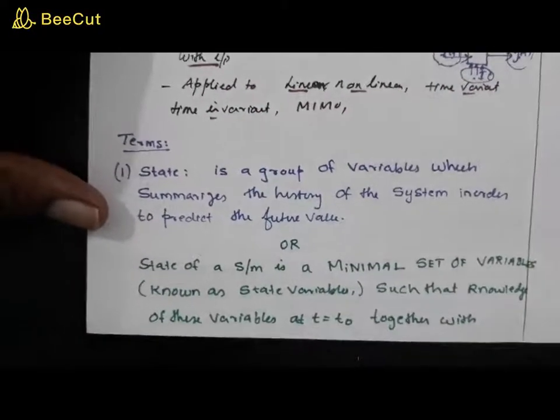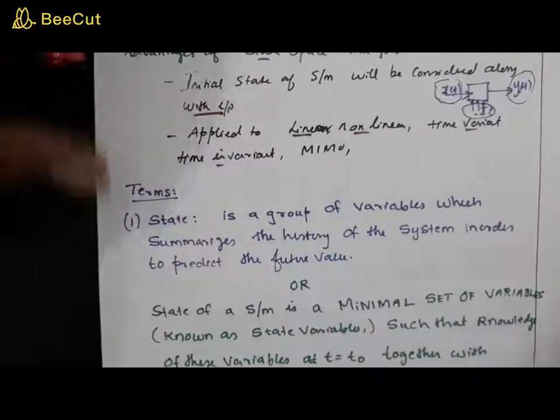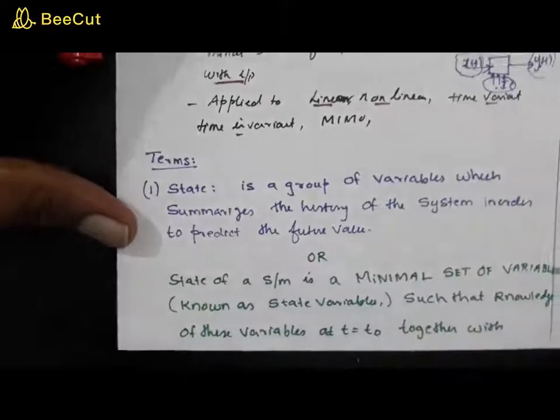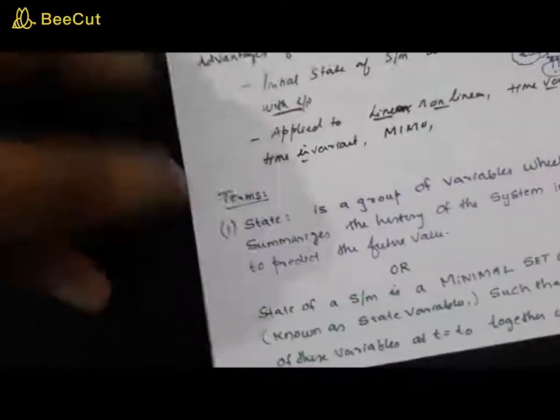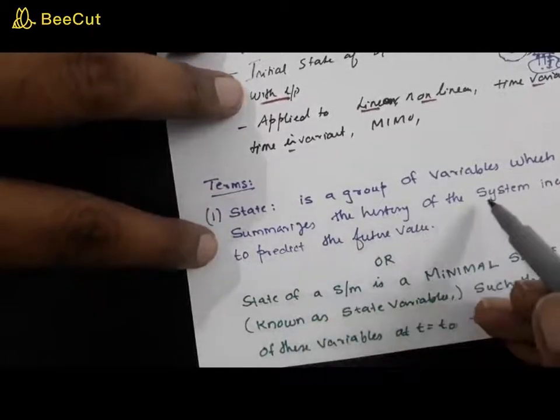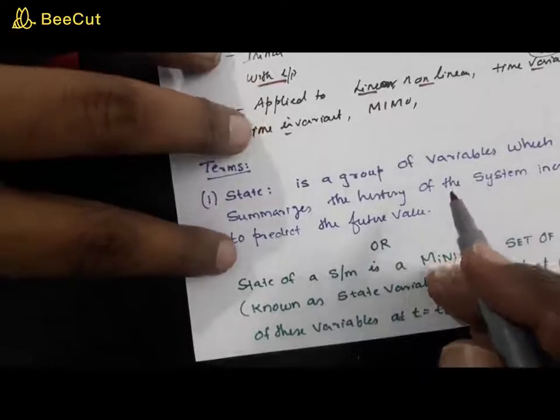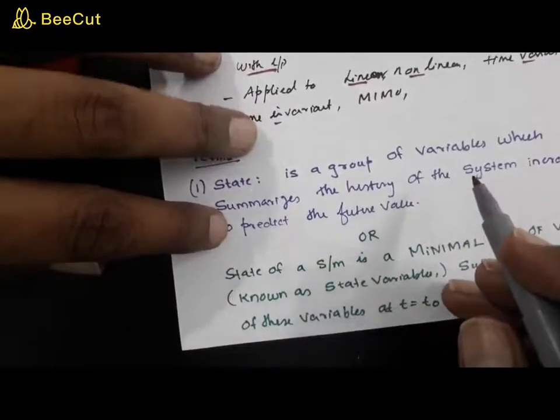Okay, now let's see some of the terms associated with the state variable analysis. Number one is state. State is defined as a group of variables which summarizes the history of the system in order to predict the future value. Okay, this is a layman level definition.